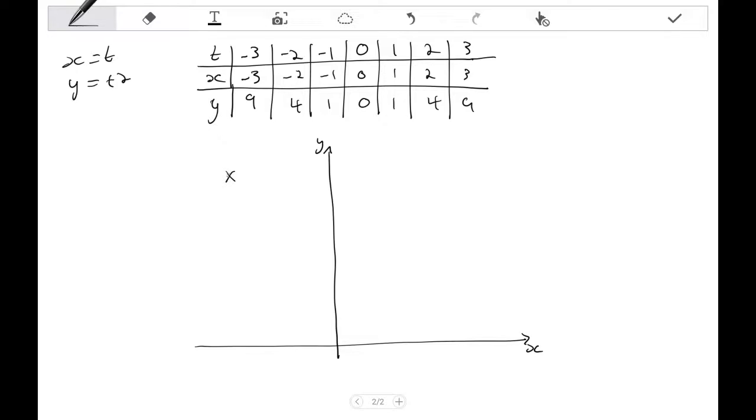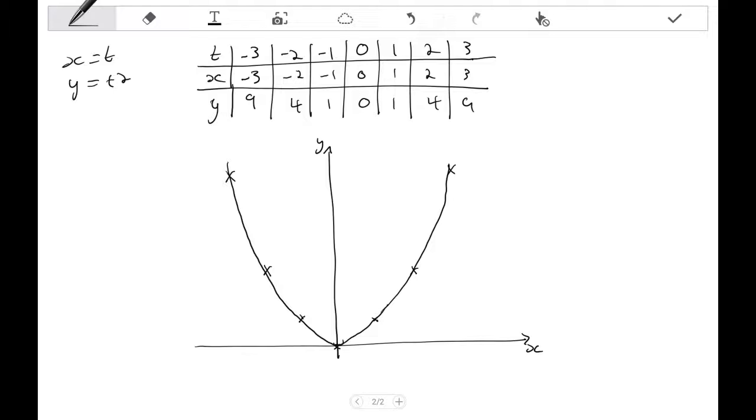So -3, 9, that's up here somewhere. -2, 4, that's maybe here. -1, 1, that's here somewhere. 0, 0 is obviously there. 1, 1 would be somewhere around here. 2, 4 is up here. 3, 9 is up here. And then we can join them up. And as expected, we end up with a simple quadratic, and that is how you would plot equations parametrically. It's as simple as that.